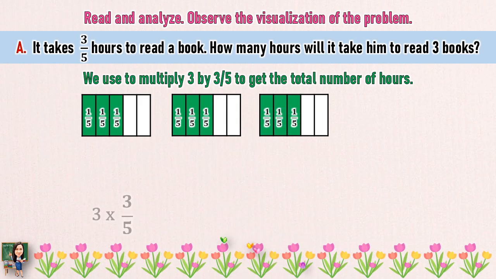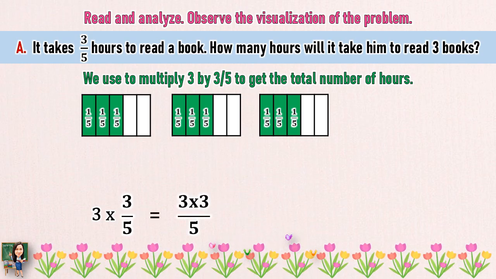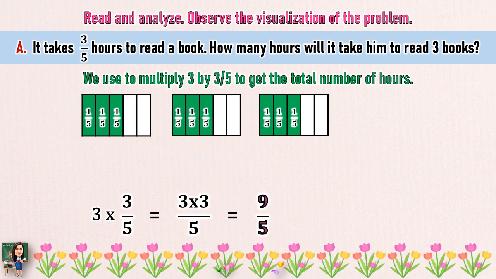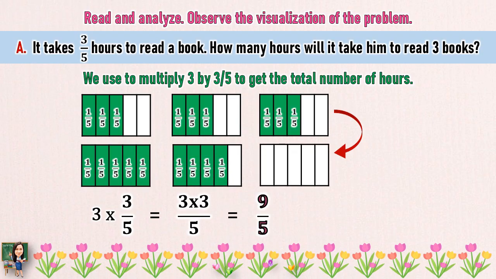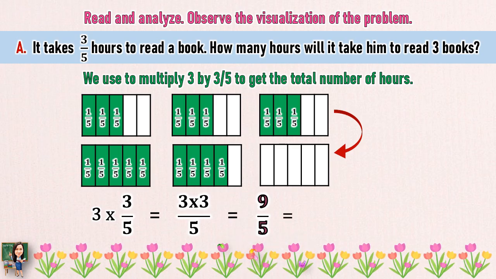Next, multiply 3 times 3/5, or 3 times 3 over 5. So 3 times 3 equals 9. Then copy the denominator 5. 9/5. Then illustrate or use a model to show 9/5. 9/5 is an improper fraction. We have to change it to a mixed number to get the lowest term.